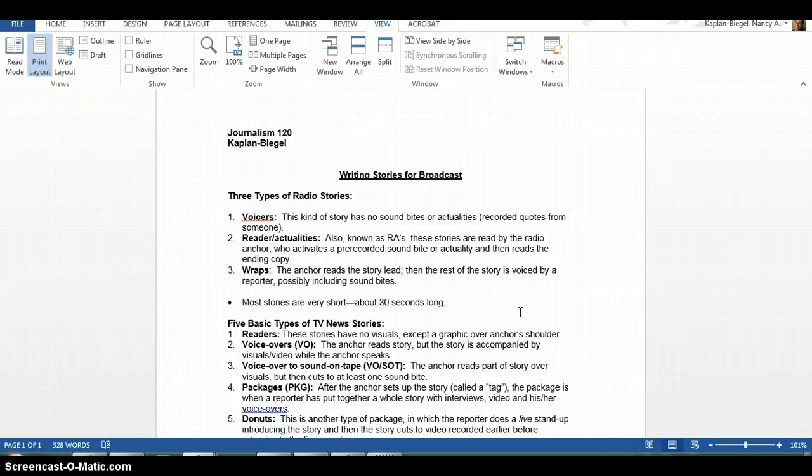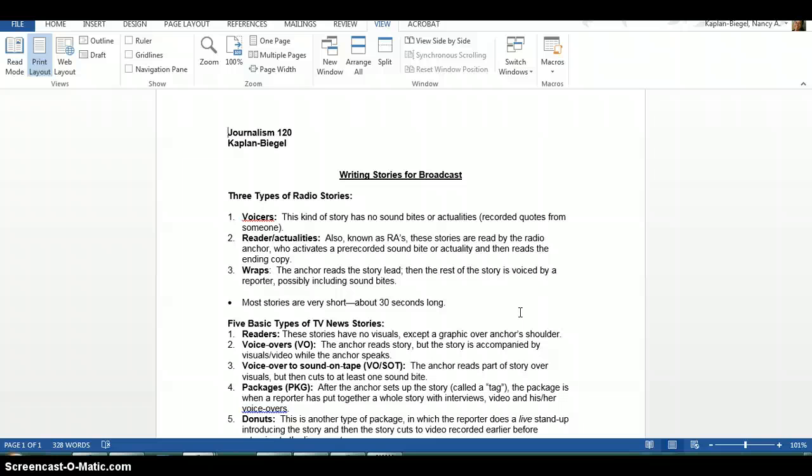A reader slash actuality, also known as RAs, these stories are read by the radio anchor who activates that pre-recorded soundbite or actuality and then reads the ending copy. So you would hear the anchor's voice, then you would hear a quick cutaway to somebody who's been interviewed, and then the anchor would wrap up the story.